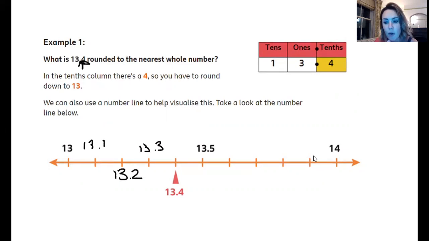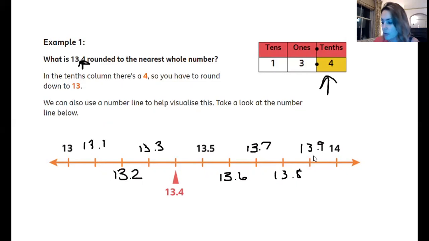13.5 is the same as .5, is the same as half because it's in the middle. 13.6, 13.7, 13.8, 13.9, and then we have 14, the next whole number. So if we're rounding this number to the nearest whole number, we need to look at the number in this column. If the number in the tenths column is 0 to 4, you round it down. So this would be 13.